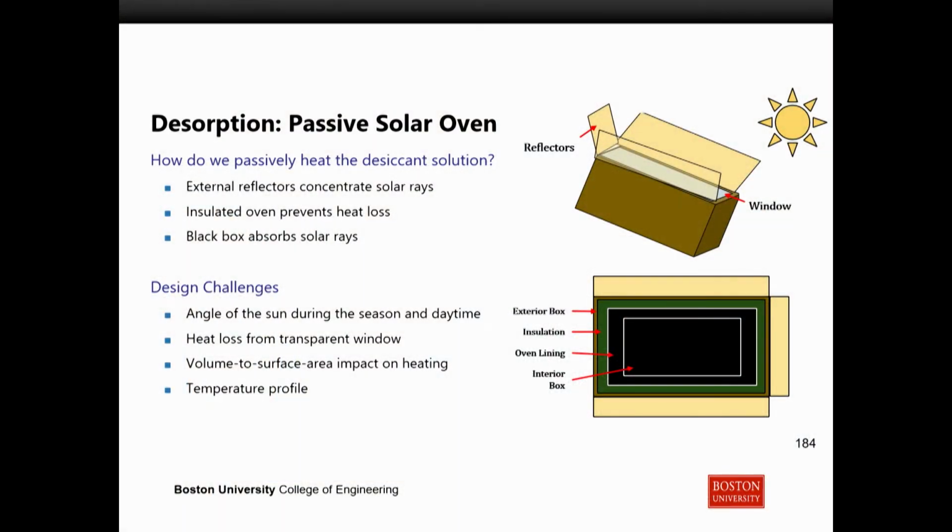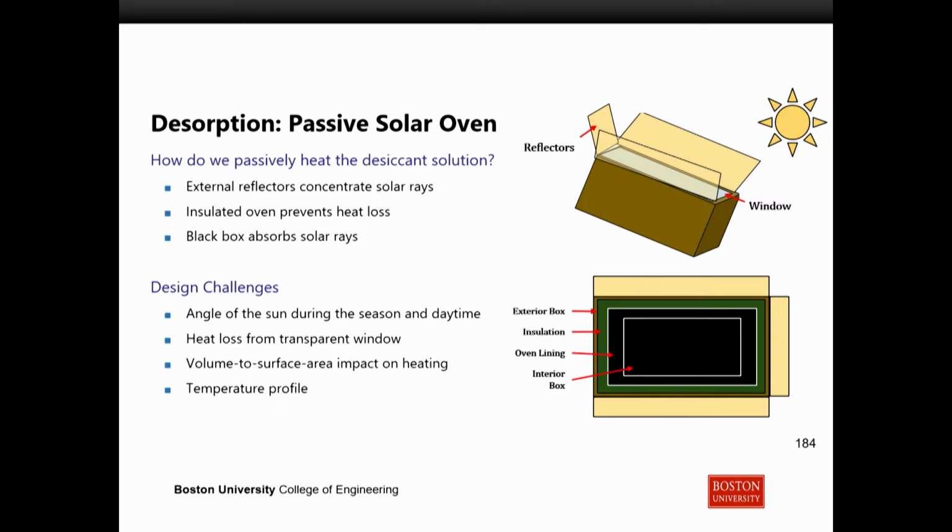So some of the design challenges for this process: angling the box so the sun moves during the day, obviously, and throughout the year it also moves with the horizon. And so angling the box is really important in order to get the optimal heating. Other factors include the heat loss, so making sure the system is insulated, both double pane windows, insulation in the walls, as well as the volume surface ratio.